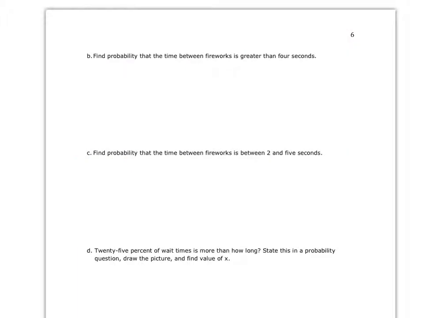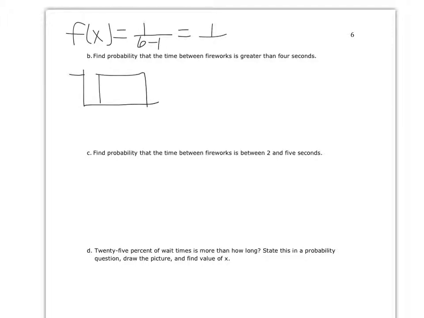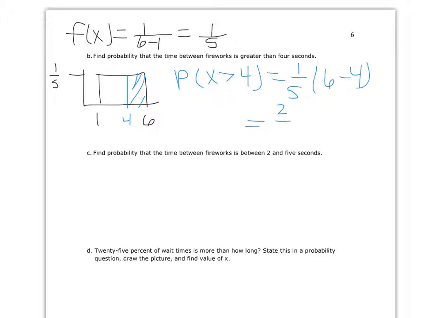Using that same distribution, find the probability that the time between fireworks is greater than 4 seconds. Okay, draw the picture. And our f of x, we have to remember that's 1 over the max minus the min, so 6 minus 1, so we get 1/5. So the height of that rectangle is 1/5. We go from 1 to 6. We're looking for the probability that x is greater than 4. So we want this area, so taking 1/5 times 6 minus 4, we get 2/5, or 0.4.